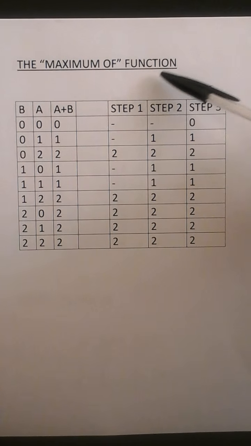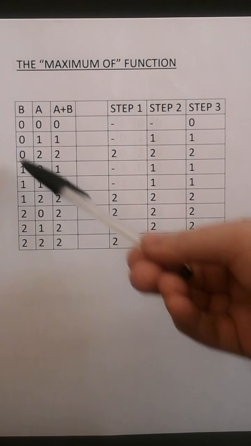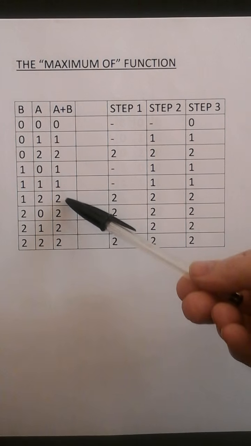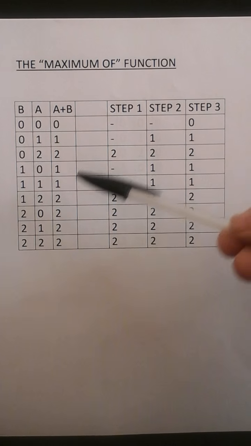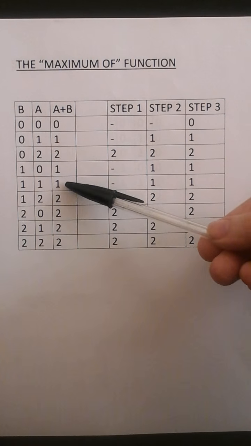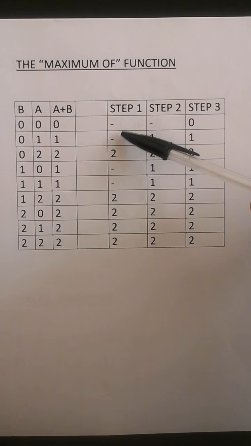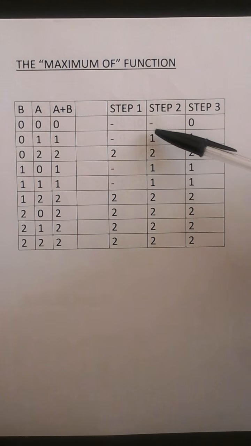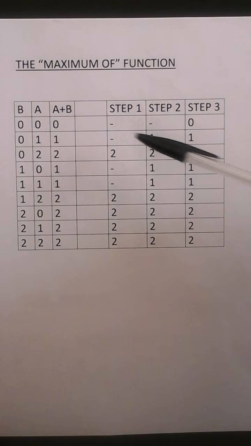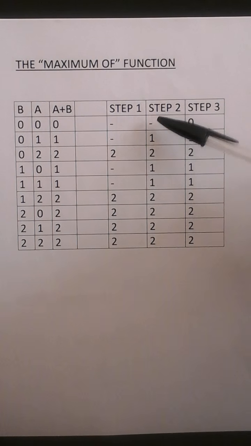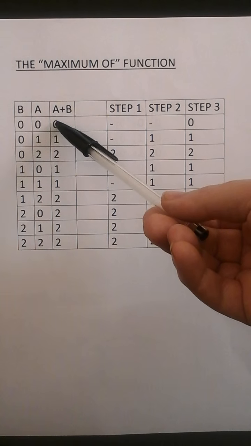Now to fill in the maximal function, you look for 2s on the inputs and you fill in the output with a 2 whenever there's a 2 on the input. So that's step 1. Step 2, next you look for the 1s, for the remaining outputs that haven't been filled in, they're a 1. And next you fill in the last, which is a 0. A 0 happens when all the inputs are 0.